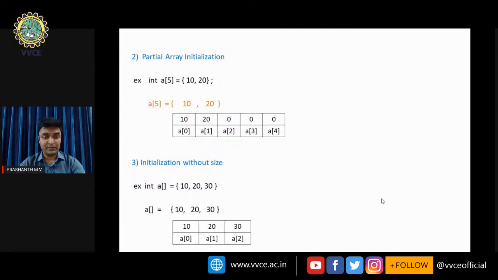Okay. So in this particular example, initialization without size, I am using int a of bracket. That's it. I am not mentioning any size because I don't know the size of the array. I am giving the values as 10, 20, 30. The compiler itself will consider the size and it will store all the values to that particular location. So 10 will go to a of 0, 20 will go to a of 1, 30 will go to a of 2. So this is another way of initialization, students.